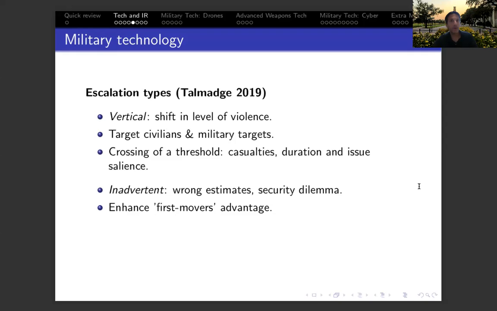And that's exactly the point here, that in this context, new technologies change the offensive-defensive balance based on these advantages for first movers and escalation of the conflict.